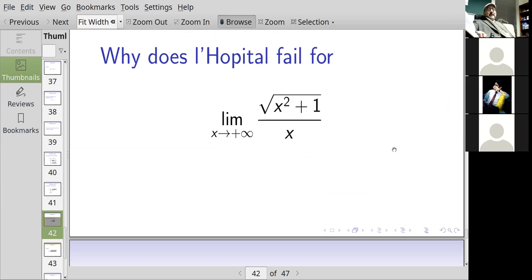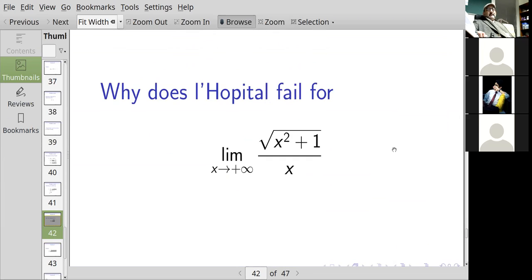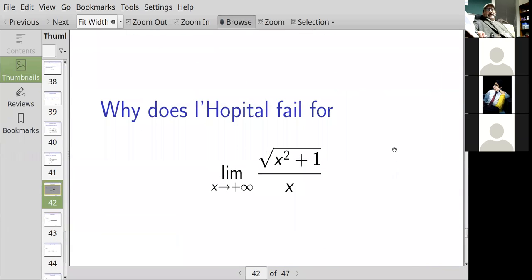Now, here's an example where L'Hopital's doesn't work. Limit as x goes to positive infinity of root of x squared plus 1 over x. Right? Let's say I decide to use L'Hopital's rule. What will happen? The top part goes to infinity and the bottom part goes to infinity. So you would get the form infinity over infinity. So in principle, you can use L'Hopital's rule.